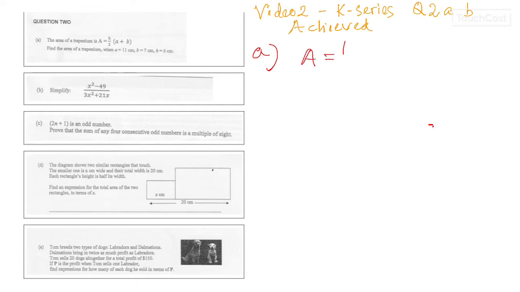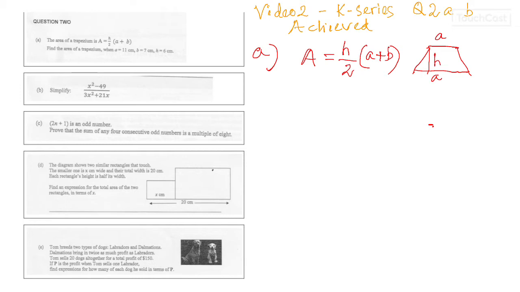is h over 2 (a plus b). And if you could remember, a trapezium looks like this. Those are the two parallel sides, and the distance between the parallel sides is h. It's good to remember the geometrical diagrams.